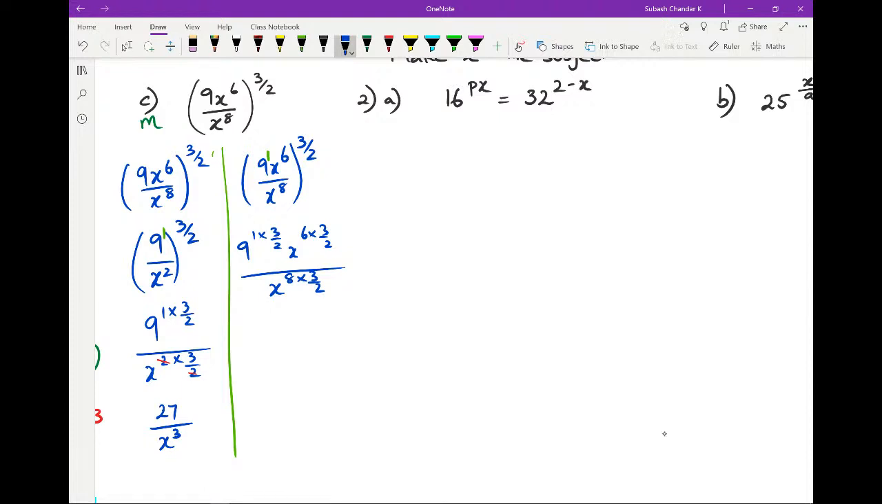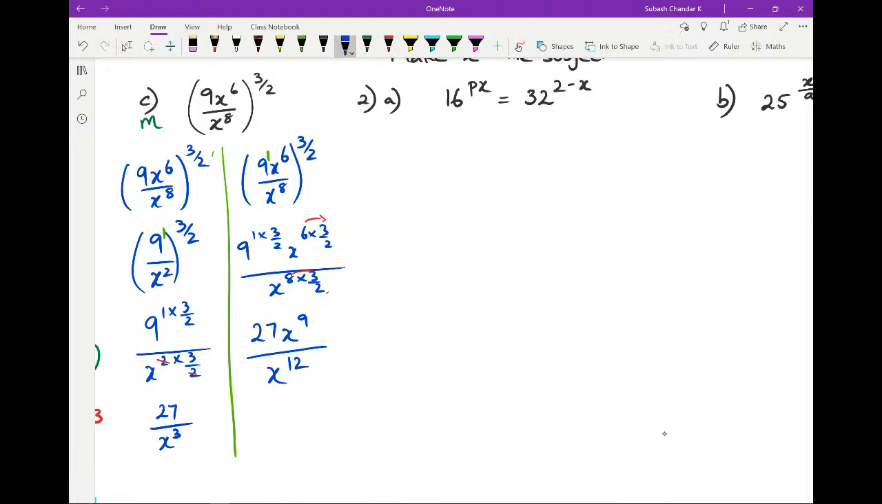We already showed you guys how to do 9 to the power of 3 over 2. So we're going to get 27. And then 6 times 3, which I'm doing here, is 18, divided by 2 is 9. So we've got 27x to the power of 9, divided by x to the power of, you've got 8 times 3, which is 24, divided by 2 is 12. So we're going to get x to the power of 12.